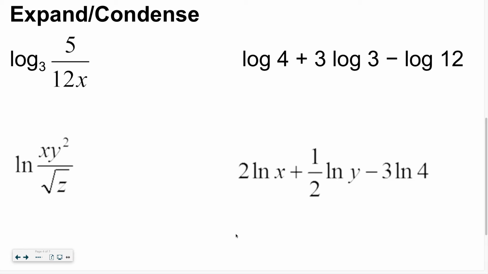This one will expand more because 12x is being multiplied. So you can still keep going.